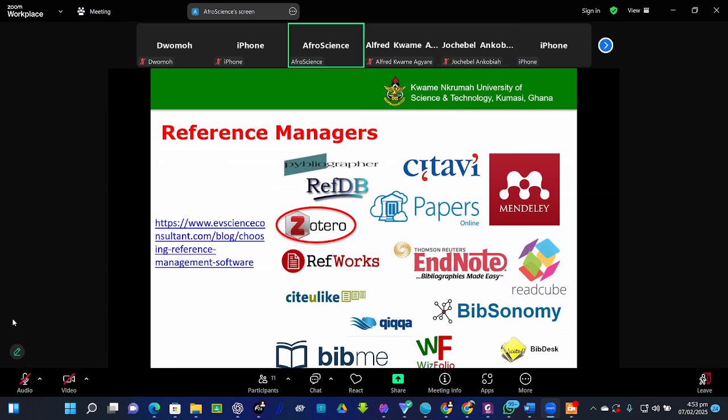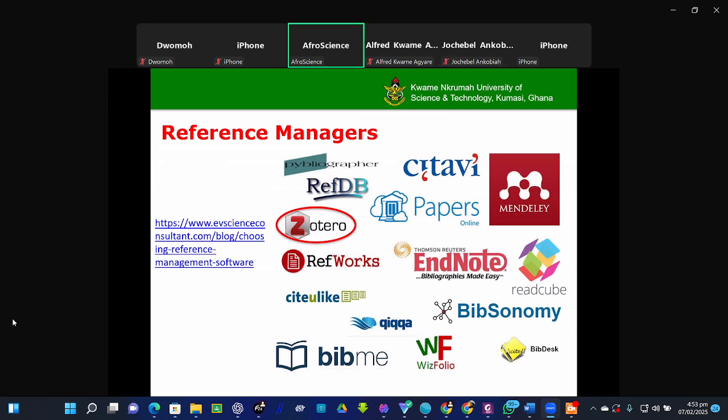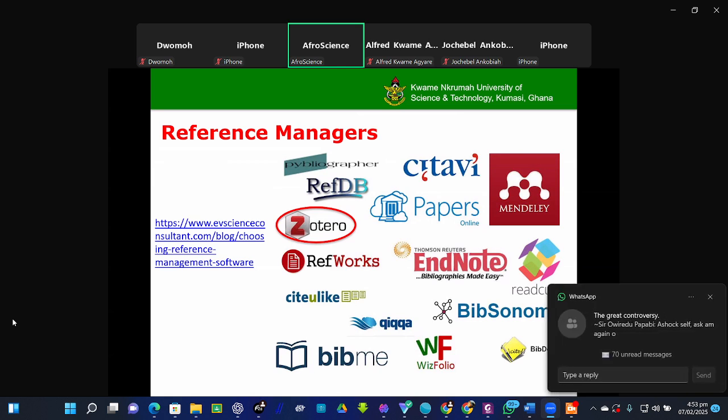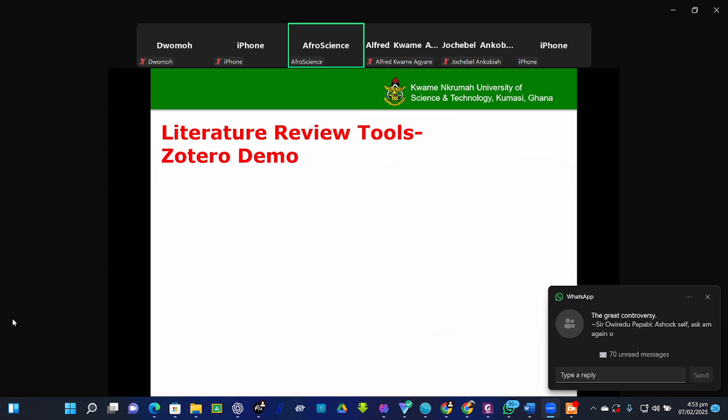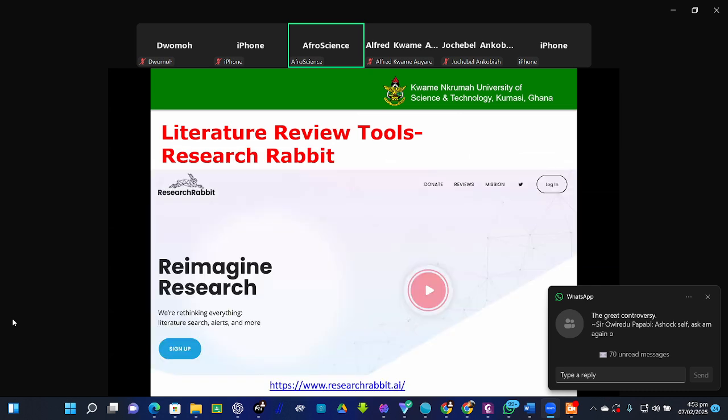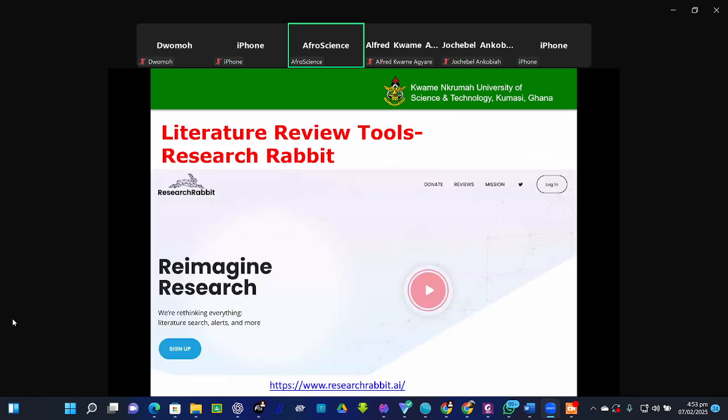So this is a time to start. Get a reference manager, one that you are comfortable with. I used to use Mendeley, then I didn't really like it, then I switched to Zotero. So any of you, choose any one that you think is good for you, and then you can work with that.